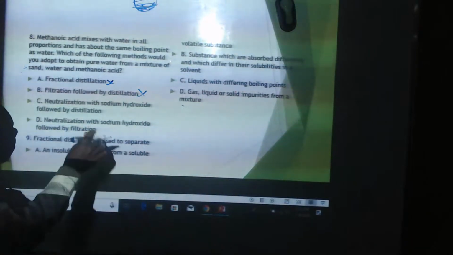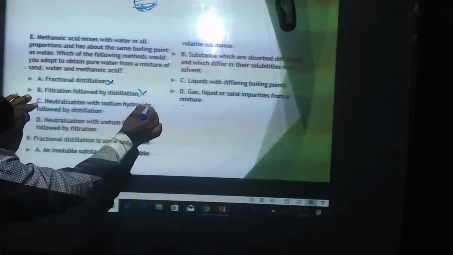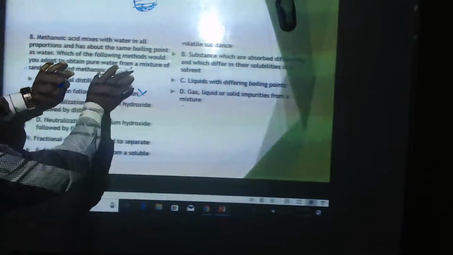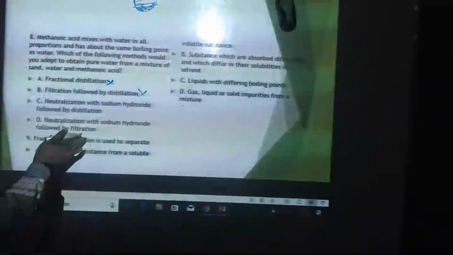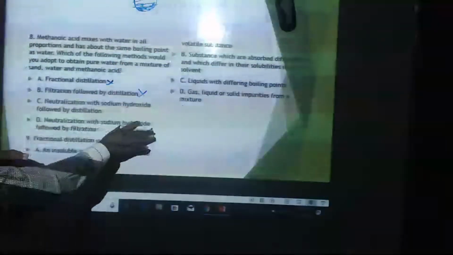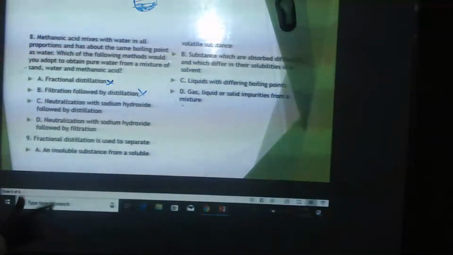And the next option. Now many people rush to this. Why? Because you see, once you add sodium hydroxide, it will be able to neutralize the acid. Okay, that's not actually true. That's very wrong. And the next one still says neutralize with sodium hydroxide followed by distillation. Then, neutralize with sodium hydroxide followed by filtration.